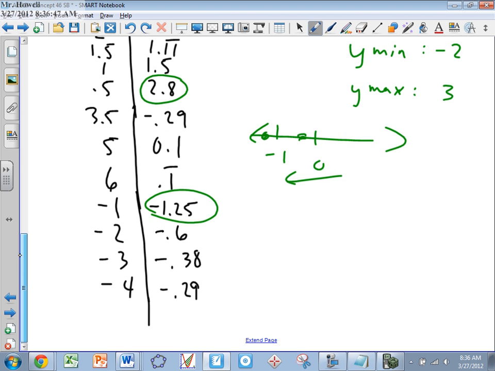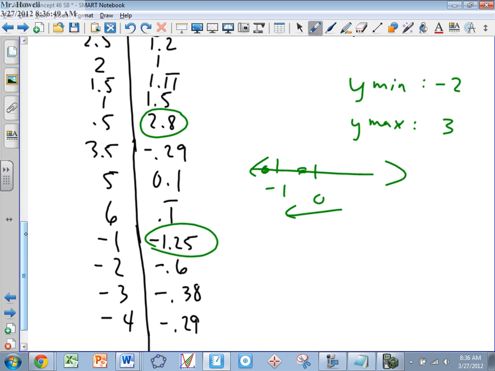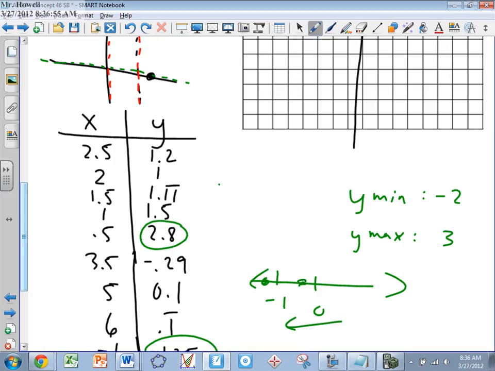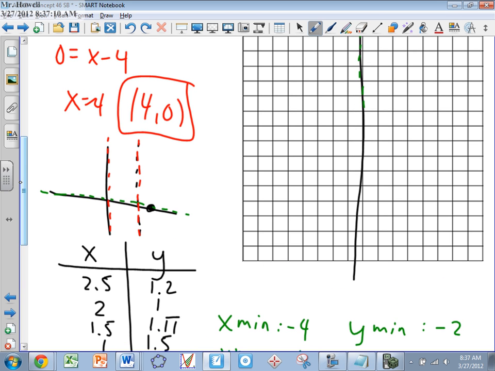We have on the x-axis, we go all the way to 6, and we go all the way back to negative 4. So my x-min is negative 4, and x max is 6. Again, I'm trying to help you guys because some of you are still confused about windows and what they mean. This is what your windows really are here. Look at my original graph. The original graph tells me nothing. This is not helping me.